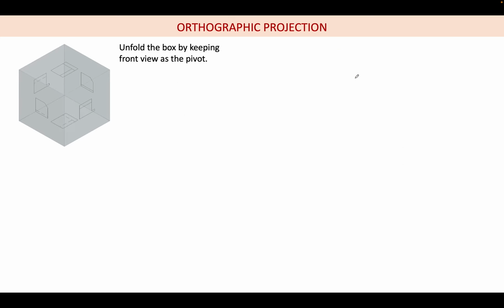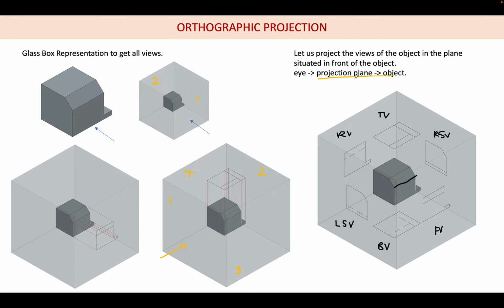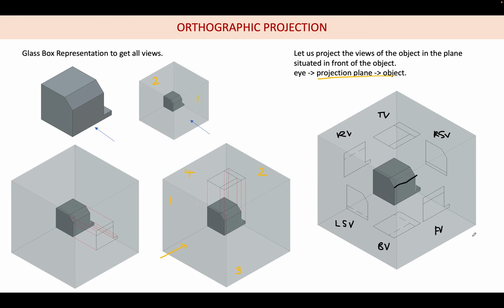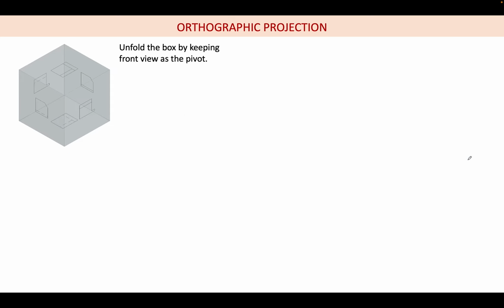Now this box, we are going to unfold the box. This box is a little big here and a little small there, but you can imagine. I am going to open this box. How we are going to open it is, we are going to keep the front view fixed. This is the front view. The front view is the pivot. The other sides we are going to open.